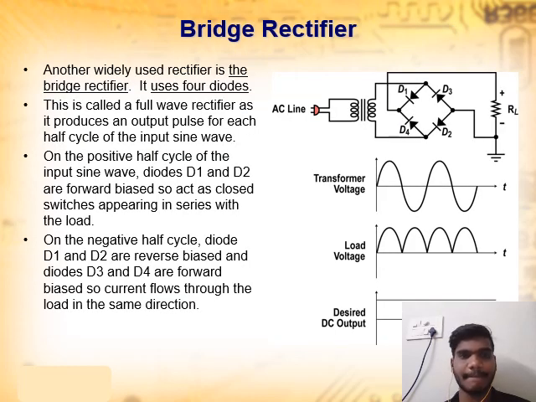Bridge rectifier. Another widely used rectifier is the bridge rectifier. It has four diodes. This is called a full wave rectifier as it produces an output pulse for each half cycle of the input sine wave. On the positive half cycle of the input sine wave, diodes D1 and D2 are forward biased, so act as closed switches appearing in series with the load. On the negative half cycle, diodes D1 and D2 are reverse biased and diodes D3 and D4 are forward biased. So current flows through the load in the same direction.